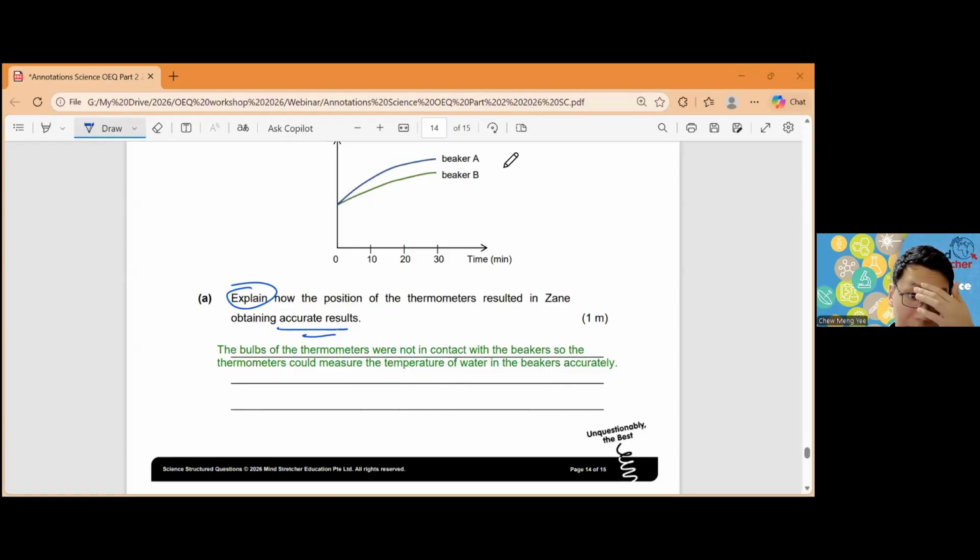Yes, Theodore, you are right. But you must explain. You cannot just tell me, oh, they should be like this, like this. The explanation is that, okay, we are measuring the temperature of water, not the beaker itself.